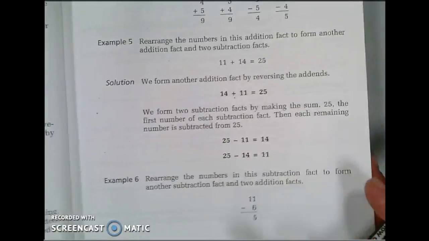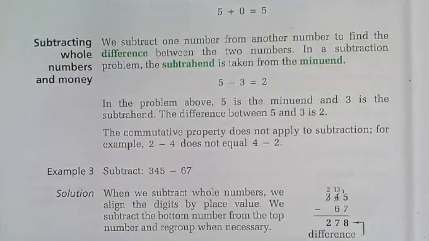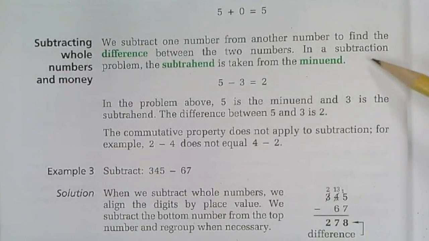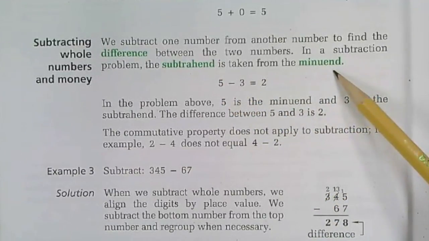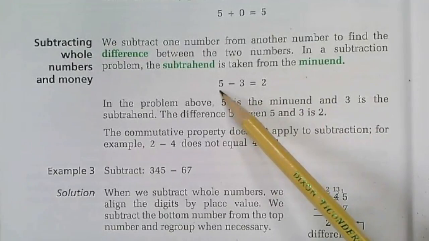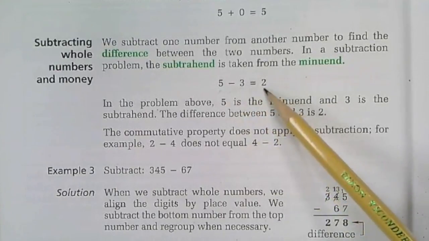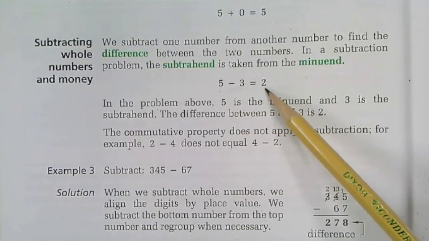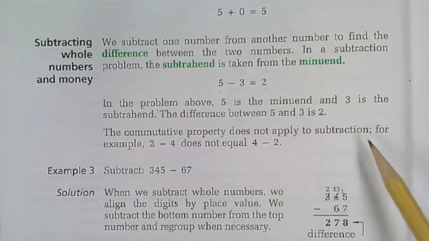What about with subtraction? Okay, with subtraction, we subtract one number from another to find the difference. In a subtraction problem, the subtrahend is taken from the minuend. So the first one is the minuend. The minuend comes first, and the subtrahend comes second. That's what's being subtracted, and then that is called the difference, the answer.